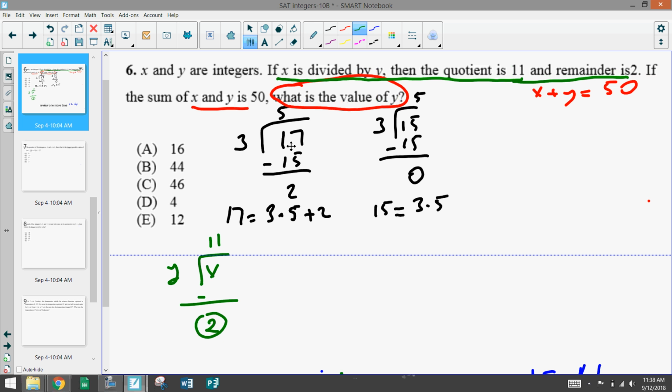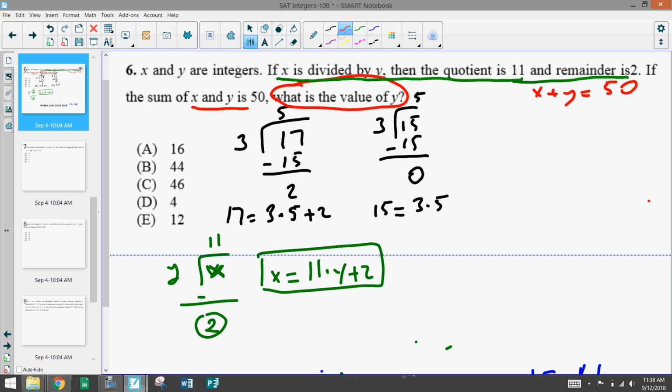So, will you guys apply the same formula here? How did you get 17? 17 is equal to 3 times 5 plus 2, right? Can you apply that here? What is x? Tell me. 11 times y plus 2. Same thing as what we did here. Is that clear now? 17 is equal to 3 times quotient plus remainder. So x is equal to y times quotient plus remainder. Same thing. Now I got the second equation here.